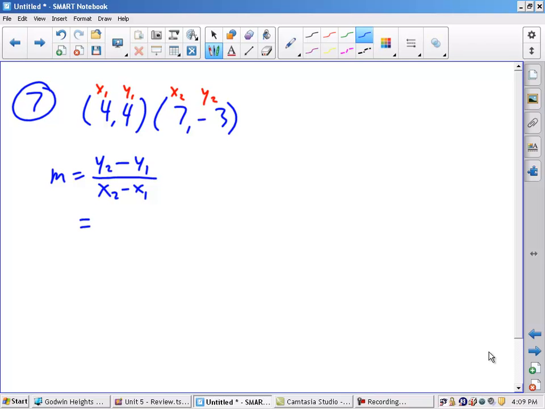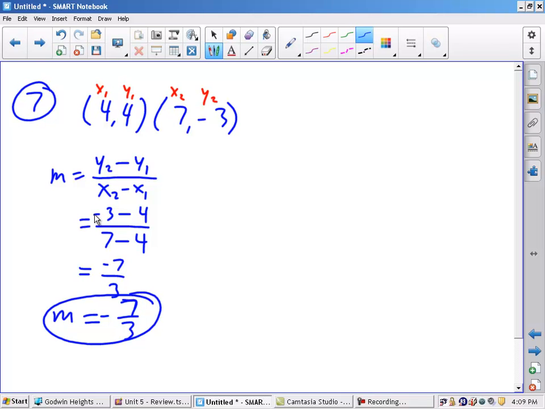So number 7, we have 2 points, and you have to find the slope that passes through the pair of points. Well, first of all, I wrote down my formula. I labeled my x1, y1, x2, y2. I need to go ahead and plug stuff in. So y2 is negative 3, y1 is 4, x2 is 7, x1 is 4. Then I have negative on top. Negative 3 minus 4 is negative 7. 7 minus 4 is 3. So my m is negative 7/3, or negative 7 over 3, is my final answer for that slope.